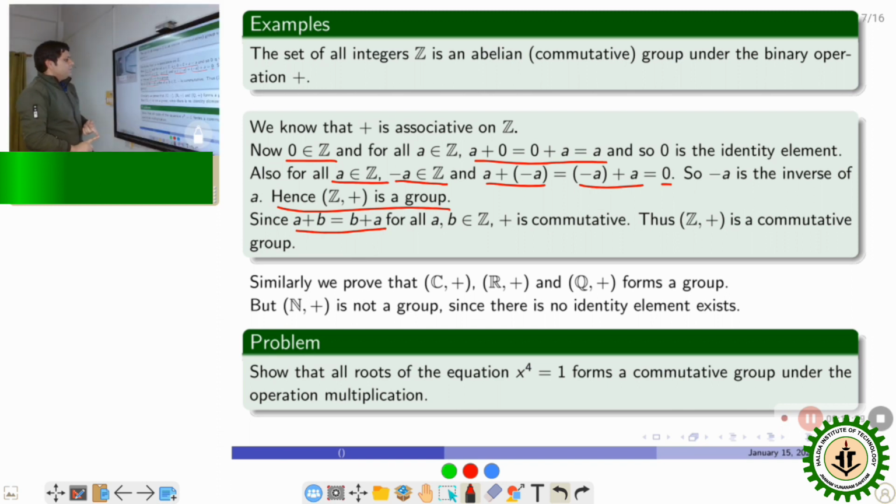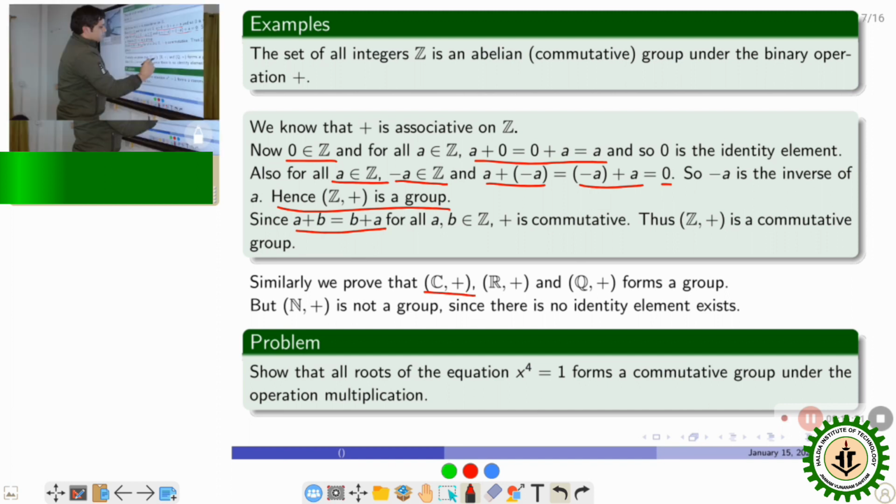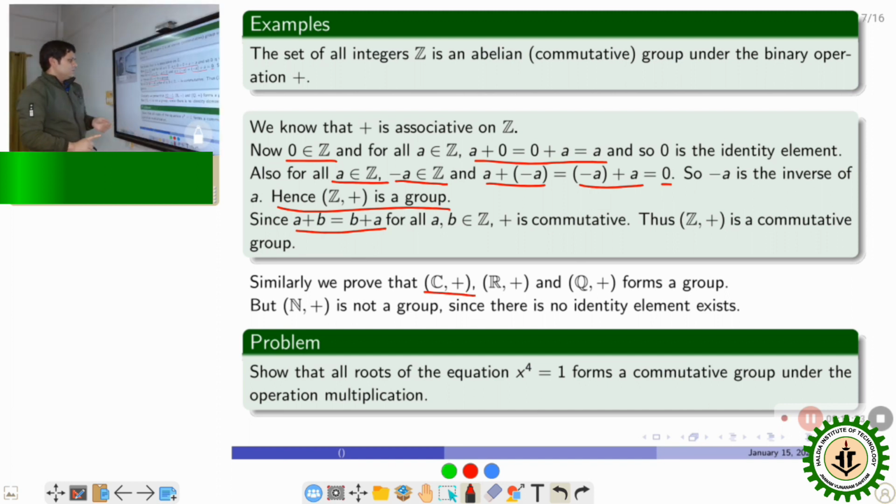Similarly, we also prove that (C, +), the set of all complex numbers with binary operation plus, the set of all real numbers with binary operation plus, and the set of all rational numbers with binary operation plus form a group. But if we take the set of all natural numbers with the binary operation plus, this may not be a group.